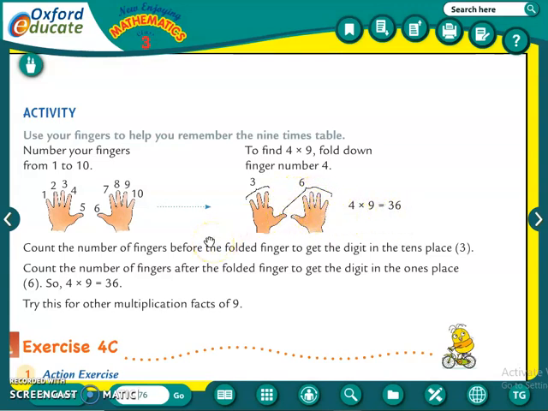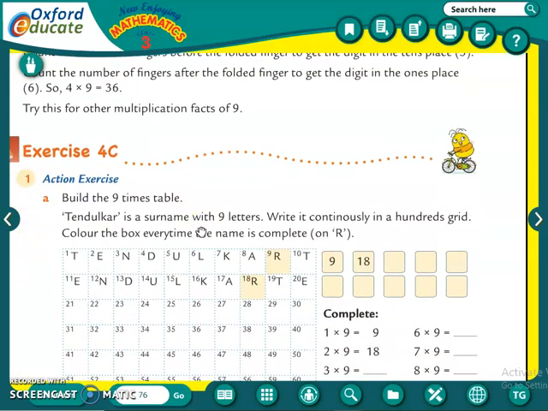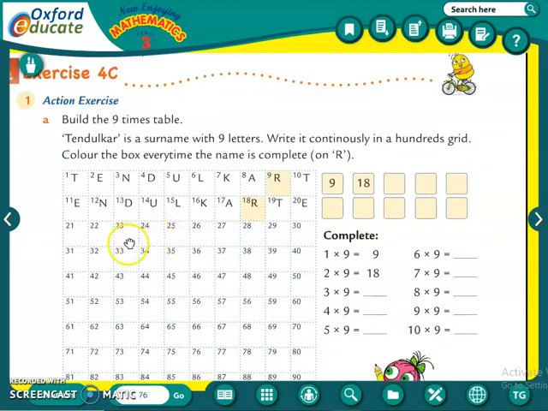Like this you can do any number from the 9th table and you can practice like this, you can get the answer. So you can remember this table of 9 easily. So that activity you have to do by yourself at home. Now we will see exercise 4C. Here it is given, action exercise, build the 9 times table.